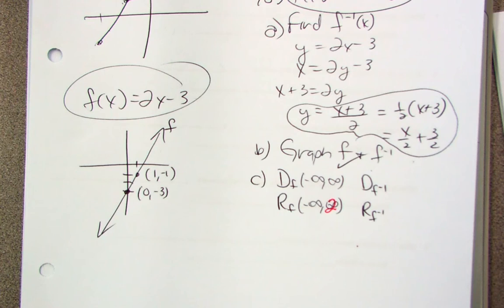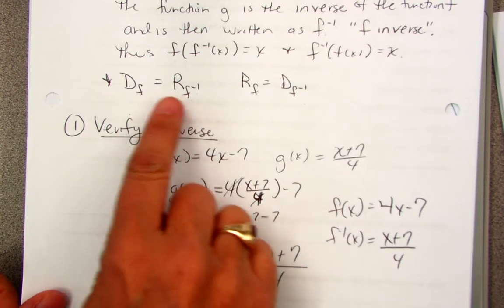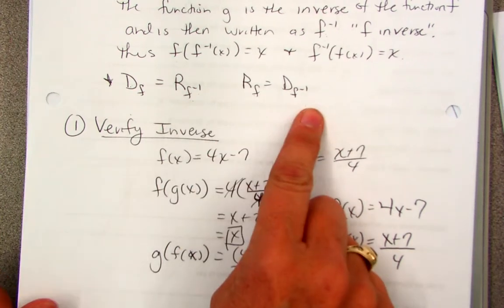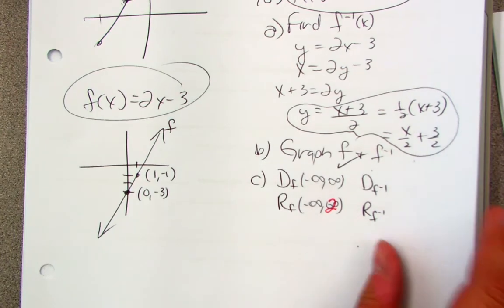Isn't that legal? Isn't that what my definition said I could do? The definition of inverses said I could do that. Oh, yeah, right there. That is equal to that, and that is equal to that. So the domain becomes the range, and the range becomes the domain. Any questions?